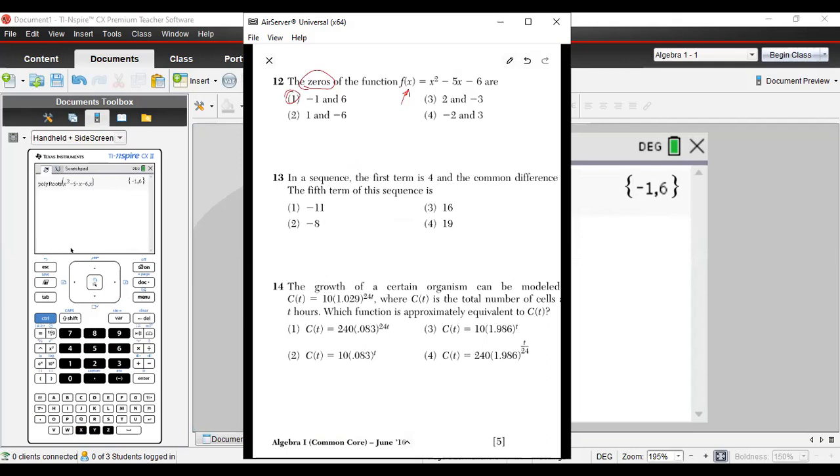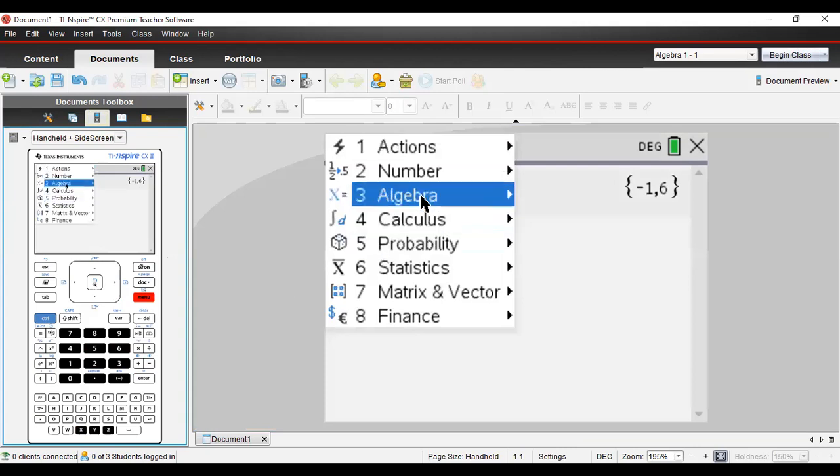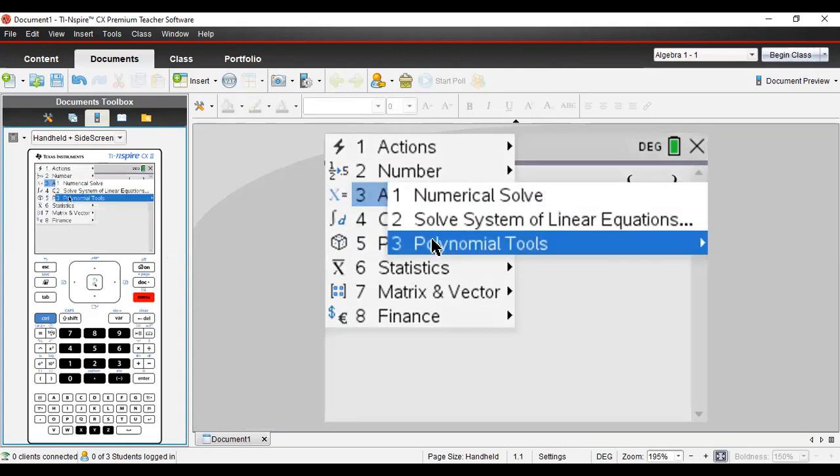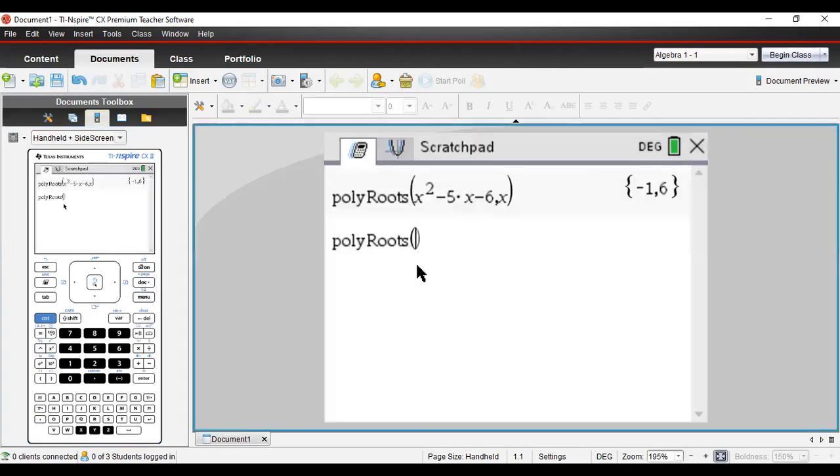So let me go back and show that one more time. It's just menu. You go to Algebra. You're going to go to option 3 for polynomials. And then you're going to use the real roots. And then it'll come up with polyroots. You just enter whatever the function is, and then whatever the variable is, most of the time it's going to be x. And then just press enter, and it'll find it for you. If there's more than 2, it'll find them.